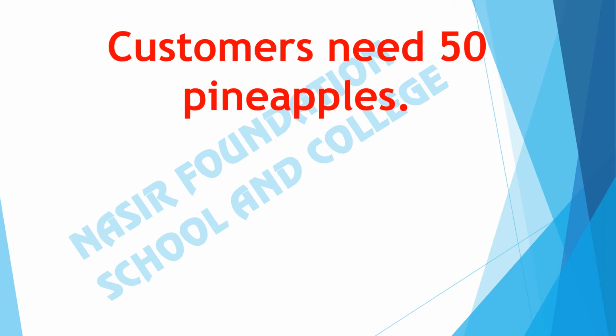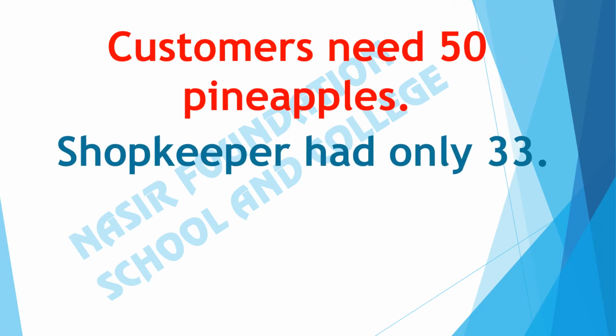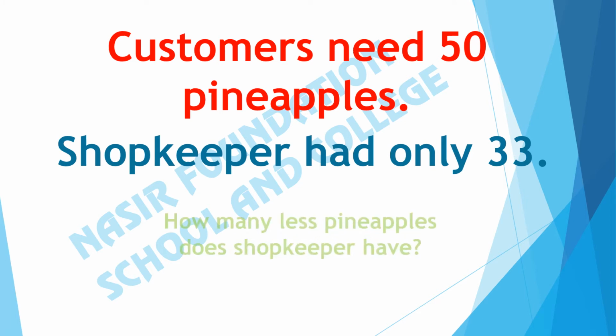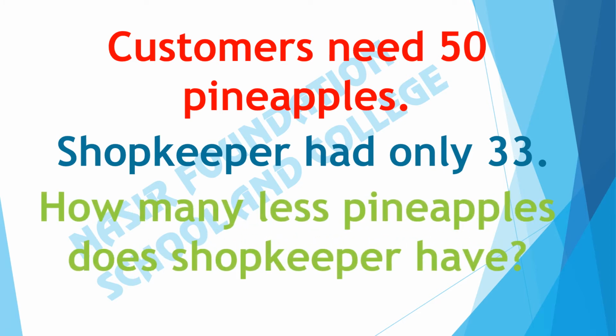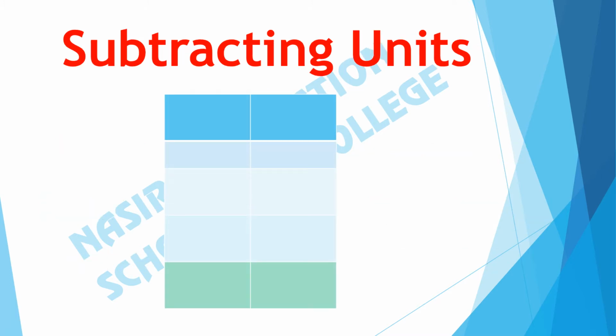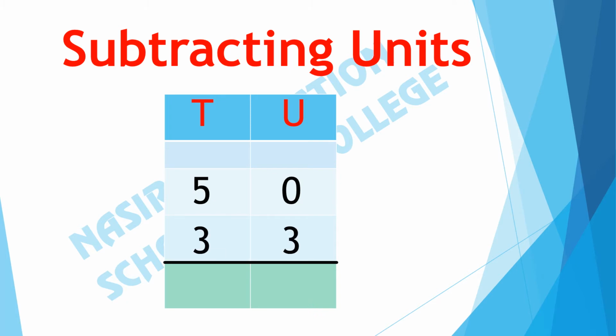Our customers need 50 pineapples. Shopkeeper had only 33. How many less pineapples does shopkeeper have? So we will subtract 33 pineapples out of 50 pineapples to get the number of less pineapples that shopkeeper has. First of all we will draw the chart. We will write 5 in the tens column and 0 in the units column. Same we will write 33, 3 in the tens column and 3 in the units column. And we will use this sign of subtraction.